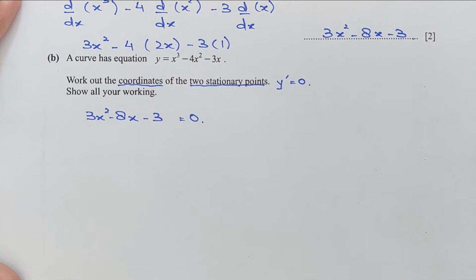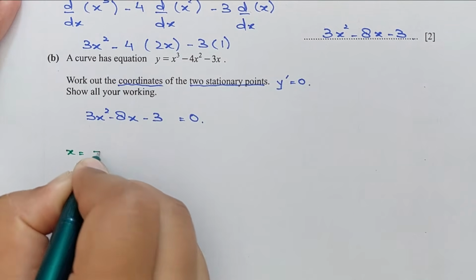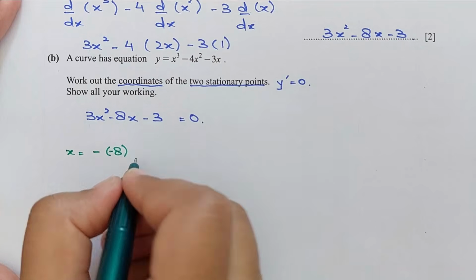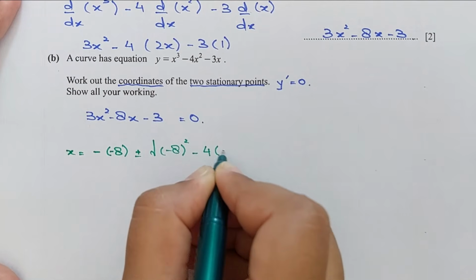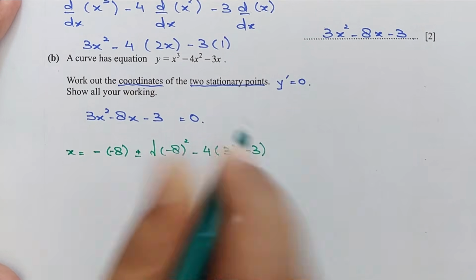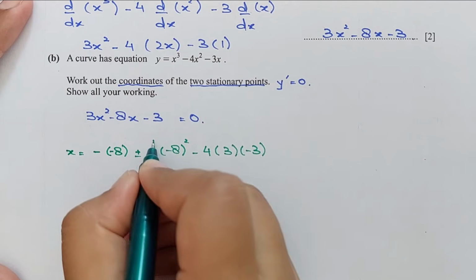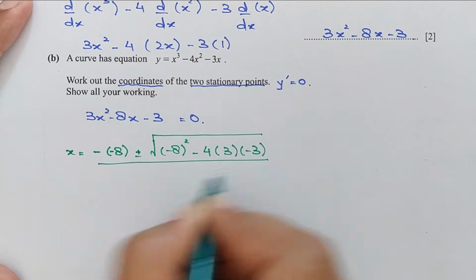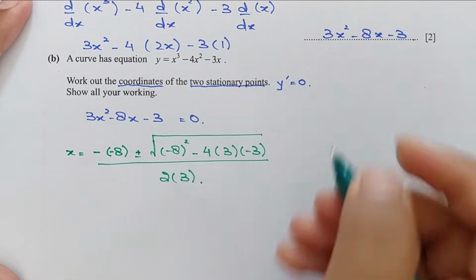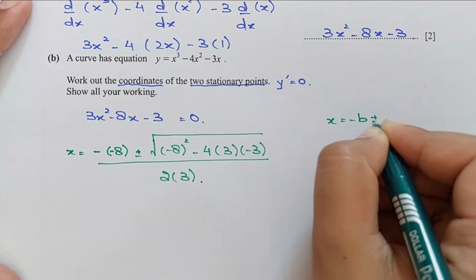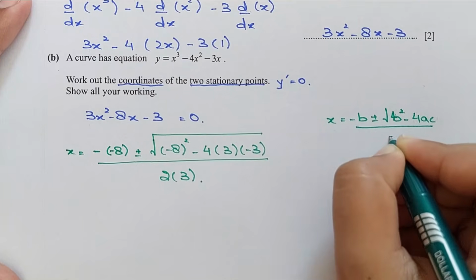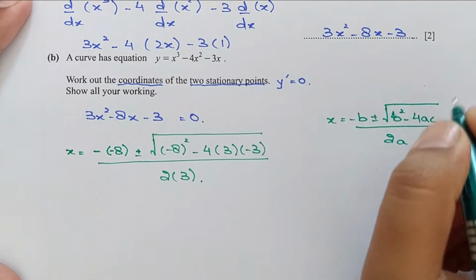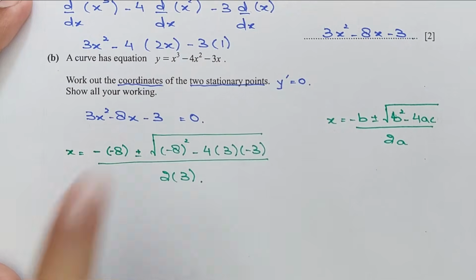All right, so let me apply the quadratic formula over here to get the coordinates for x. So x is equal to negative of b, which is minus 8, plus or minus the square root of b squared minus 4ac, where a is 3 and c is minus 3, divided by 2 times a, which is 3. I use the quadratic formula, which is x equals negative b plus or minus the square root of b squared minus 4ac divided by 2a. And a, b, c are the coefficients of x squared, x, and the constant term.